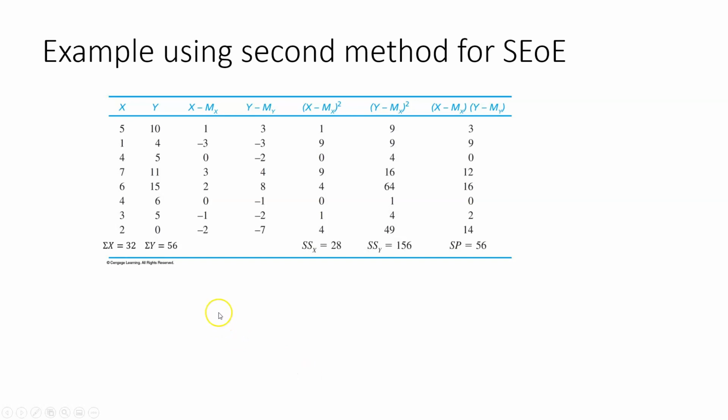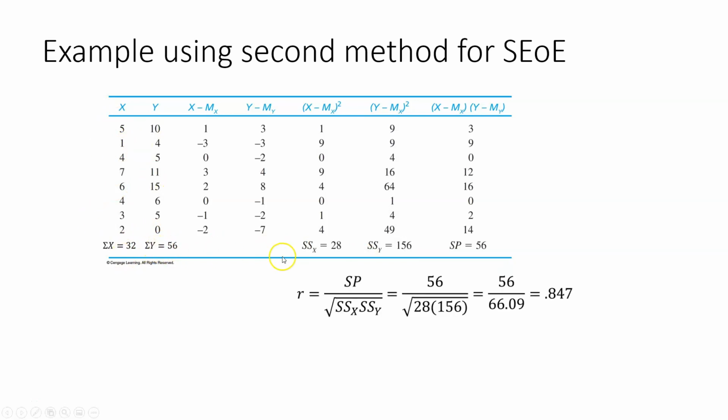Let's walk through an example using the second method for computing standard error of estimate. Remember, we've already gone through all of this. We already understand what all of these scores are. This is the same set of data that we had before. But in this situation, we have already computed the R. If you recall from the first part of Module 13, we computed the R using SP and SSX, SSY. And if you carry all that through, you get an R of 0.847.